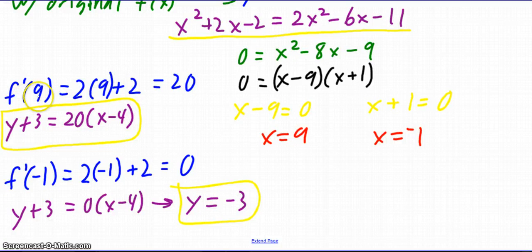So then I find the slope at those points. f prime of 9 is 20. So that's how I come up with one of the tangent line equations: y plus 3 equals 20 times x minus 4. And f prime of negative 1 is 0, so this is a horizontal line. y plus 3 equals 0 times the quantity x minus 4, which is just y equals negative 3.